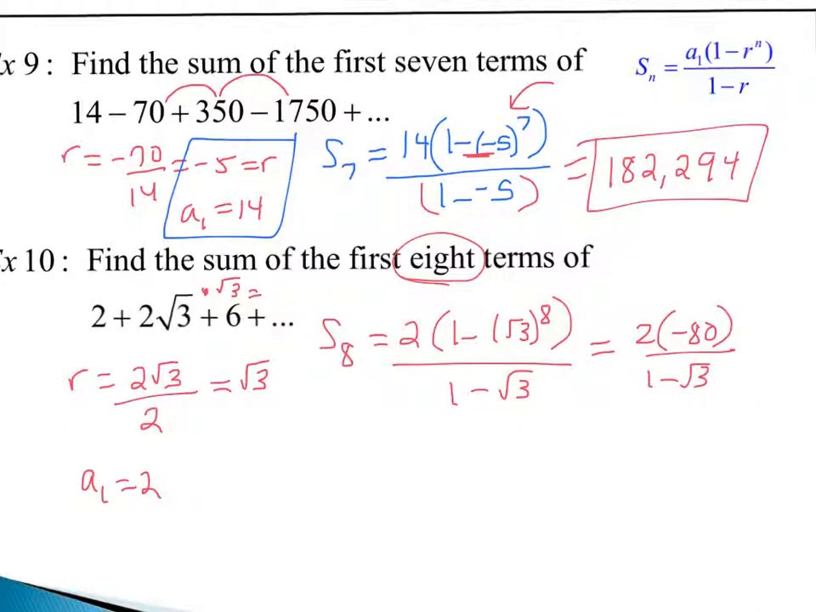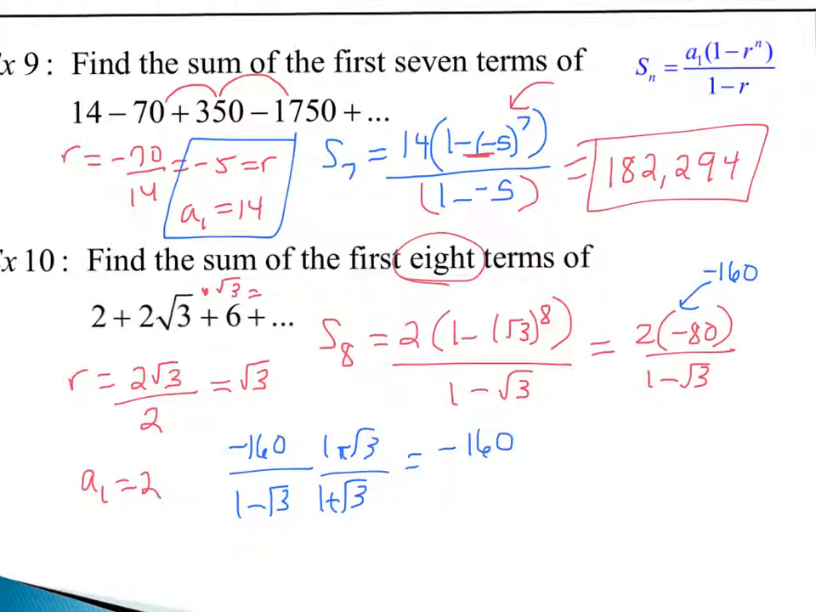So far this looks good because that numerator is just negative 160, but we have to rationalize that denominator. To rationalize it, we are going to multiply by 1 plus root 3 over 1 plus root 3. That ends up giving us negative 160 minus 160 root 3 over, my denominator ends up being 1 minus 3, which is negative 2. And then we can finalize by dividing everything by negative 2 to give me 80 plus 80 root 3.